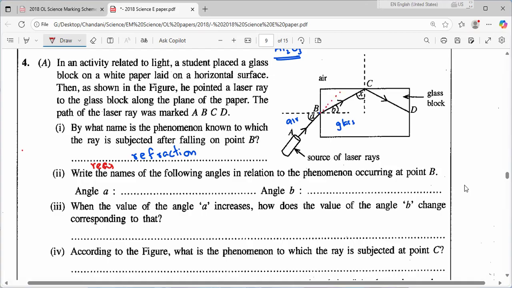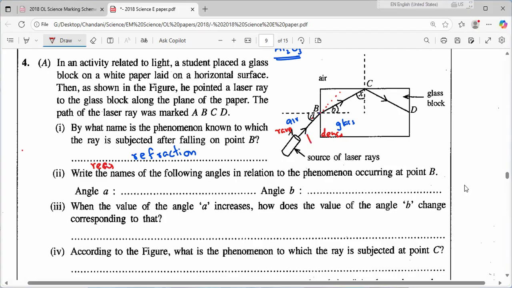Keep in your mind that two mediums are there. The medium having the high speed of light we call the rare medium, and the medium where the light speed is less we call the denser medium. So in this one, the glass is the denser medium and the air is the rare medium. Always in the rare medium, the angle is bigger than in the denser medium. Remember those points.